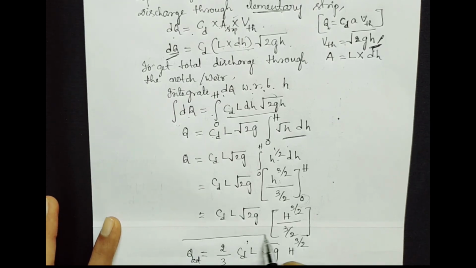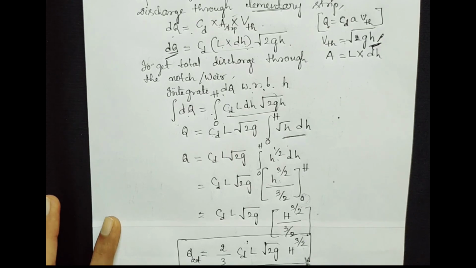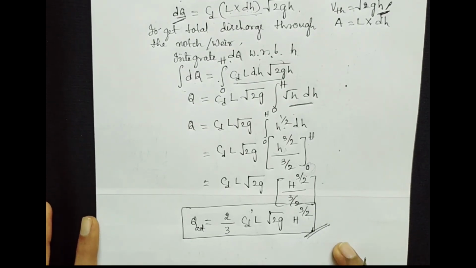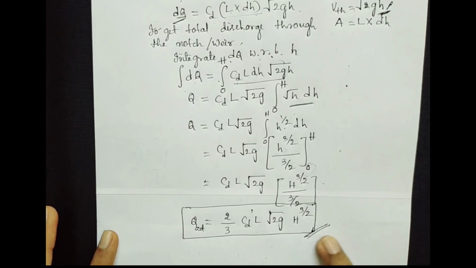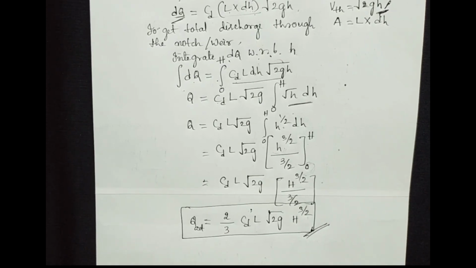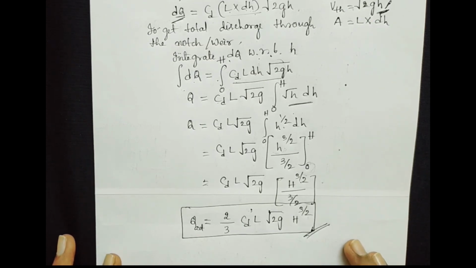So the discharge equation for a rectangular notch or weir is Q is equal to 2 by 3 Cd L root 2g H to the power 3 by 2. This is the equation for a rectangular notch or weir. You will have problems on this equation, so we'll do the problems in the next class. Thank you.